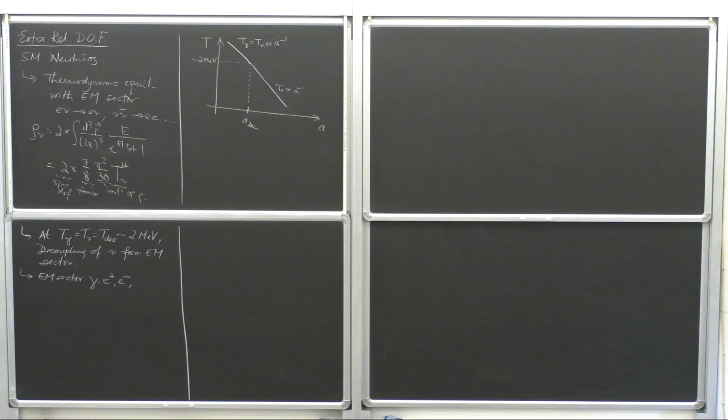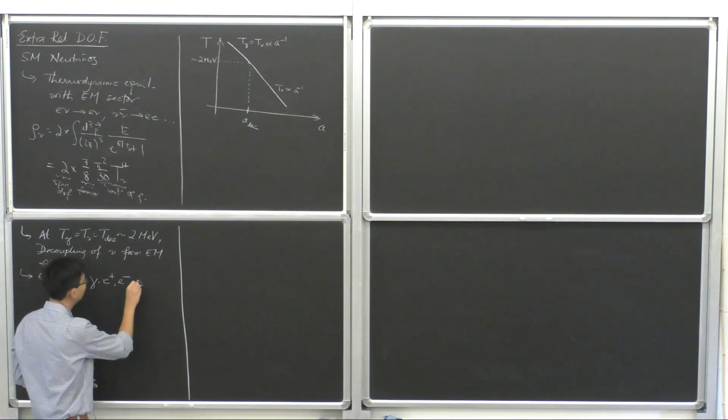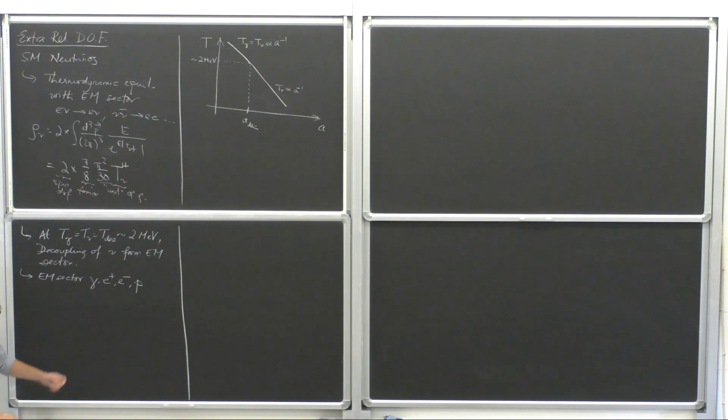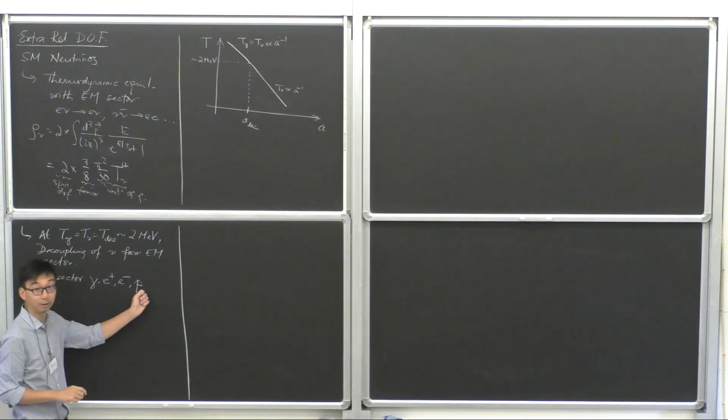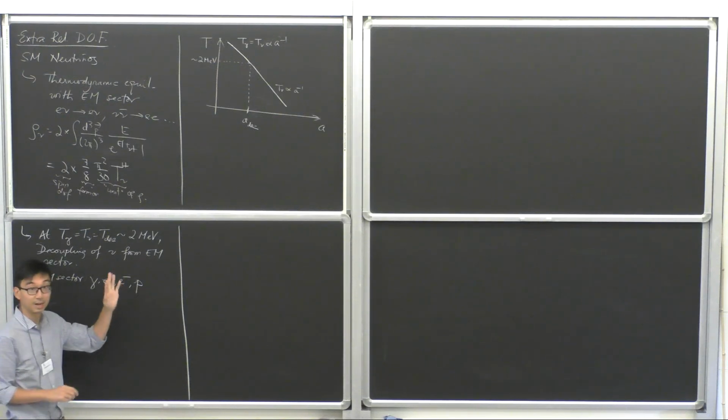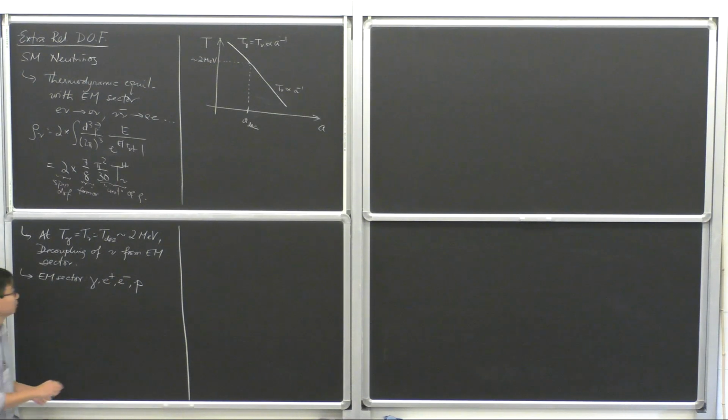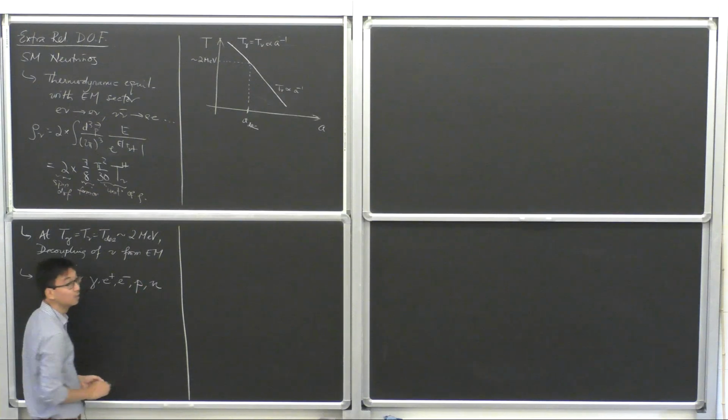Okay? There are also protons, right? The protons are stable, and it's the lightest baryon that you have. So they're kind of just left over after the QCD phase transition. And then there are also neutrons.